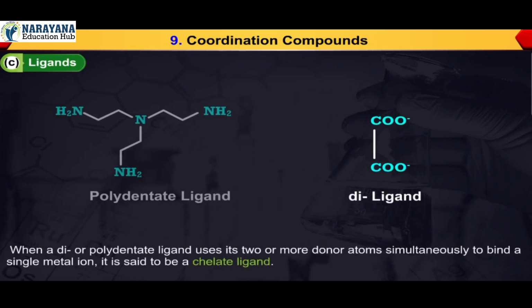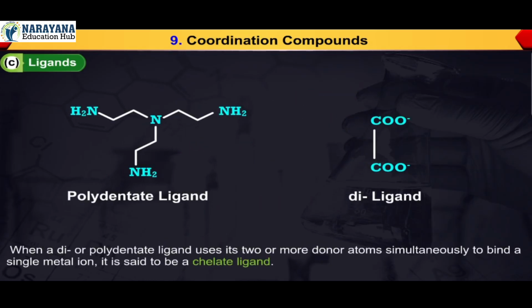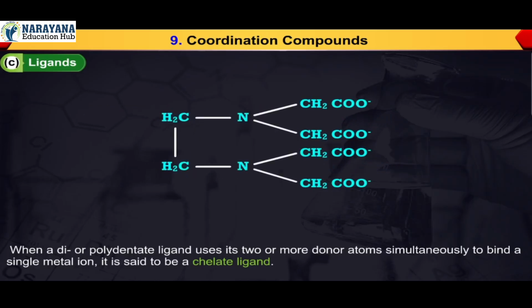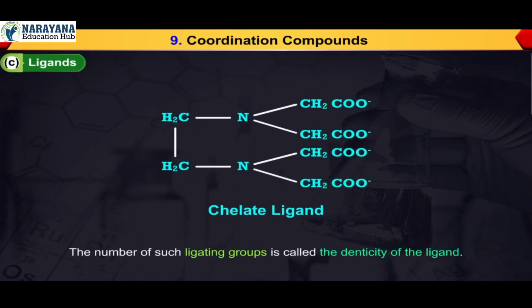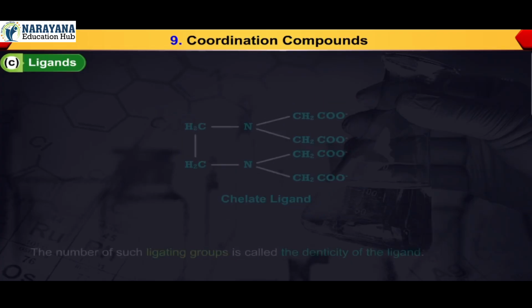When a di- or polydentate ligand uses its 2 or more donor atoms simultaneously to bind a single metal ion, it is said to be a chelate ligand. The number of such ligating groups is called the denticity of the ligand. Such complexes, called chelate complexes, tend to be more stable than similar complexes containing unidentate ligands.